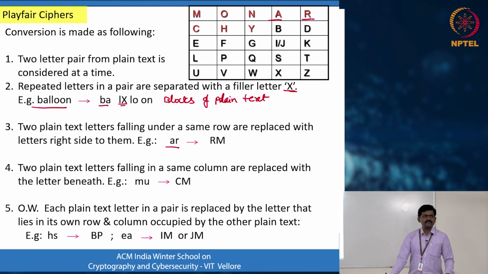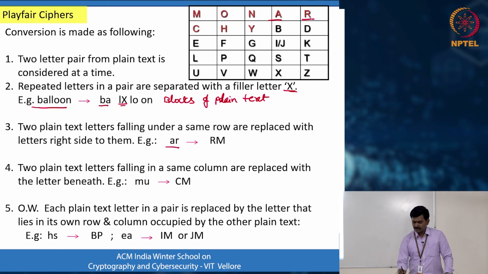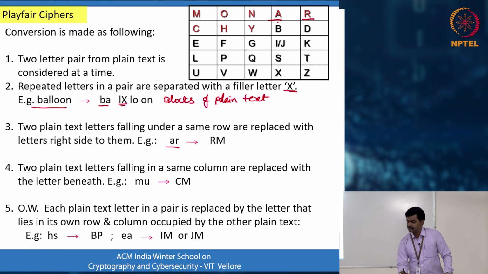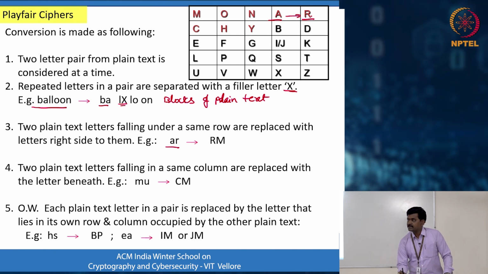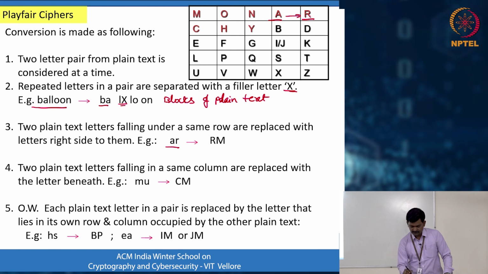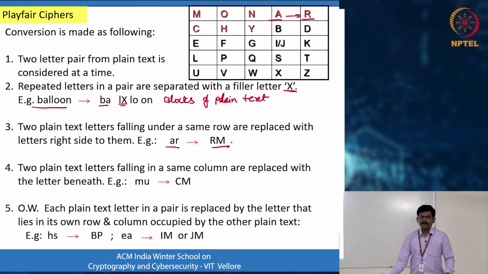So what does the rule say? Substitute alphabet with the alphabet that is right side to it. For A, what is the right side alphabet? For R, what is the right side alphabet? Yeah. So R, R. Okay.